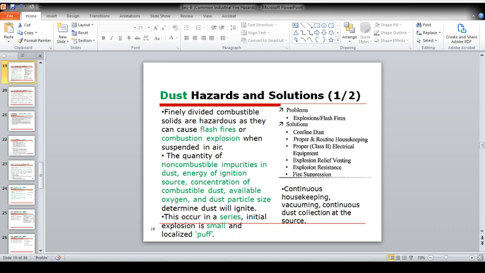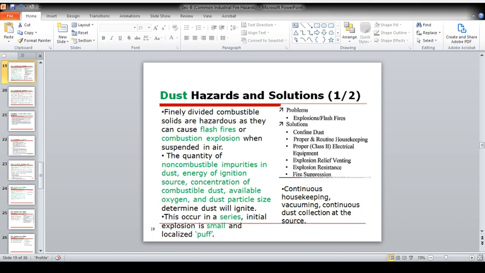Finely divided combustible solids are hazardous as they can cause flash fires or combustion explosions when suspended in air. The quantity of non-combustible impurities in dust, energy of ignition source, concentration of combustible dust, available oxygen and dust particle size determine whether dust will ignite. So these are the different things needed for a dust to ignite. These occur in a series.